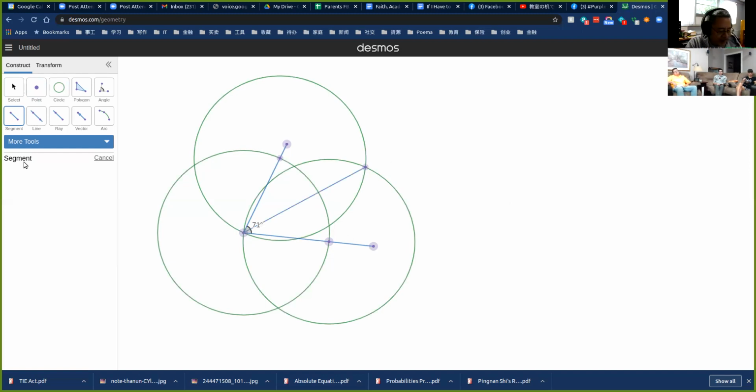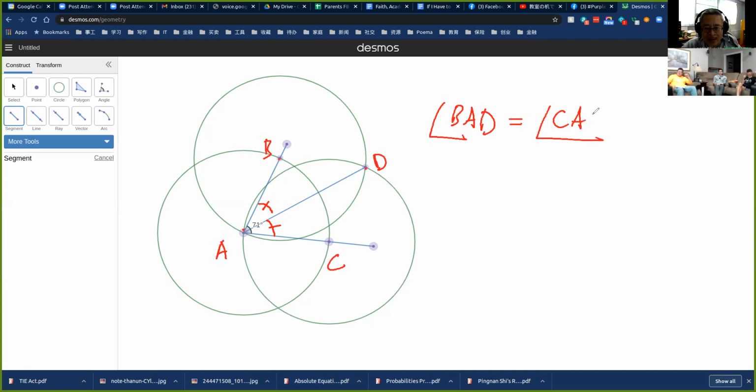So basically, we are saying this angle and that angle are congruent. If this is A, this is B, and this is C, and this is D. So we are saying angle BAD is congruent to angle CAD. Okay. So now we have to prove that. We have to prove that that's the case.